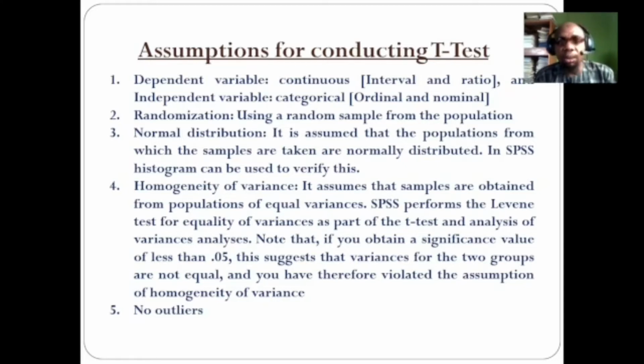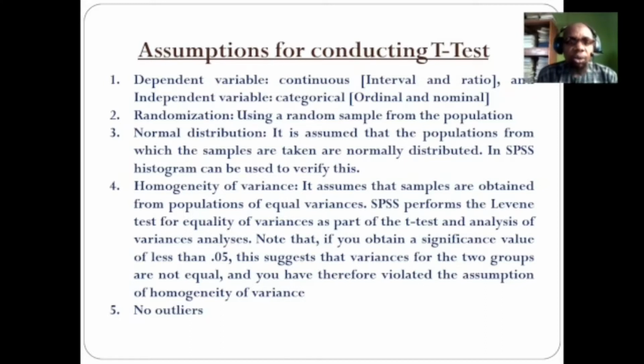The third one is normal distribution, and this means that the population from which the samples are taken or drawn must be normally distributed. To have this is going to have a hand shape, and to check this in SPSS we can use a histogram.